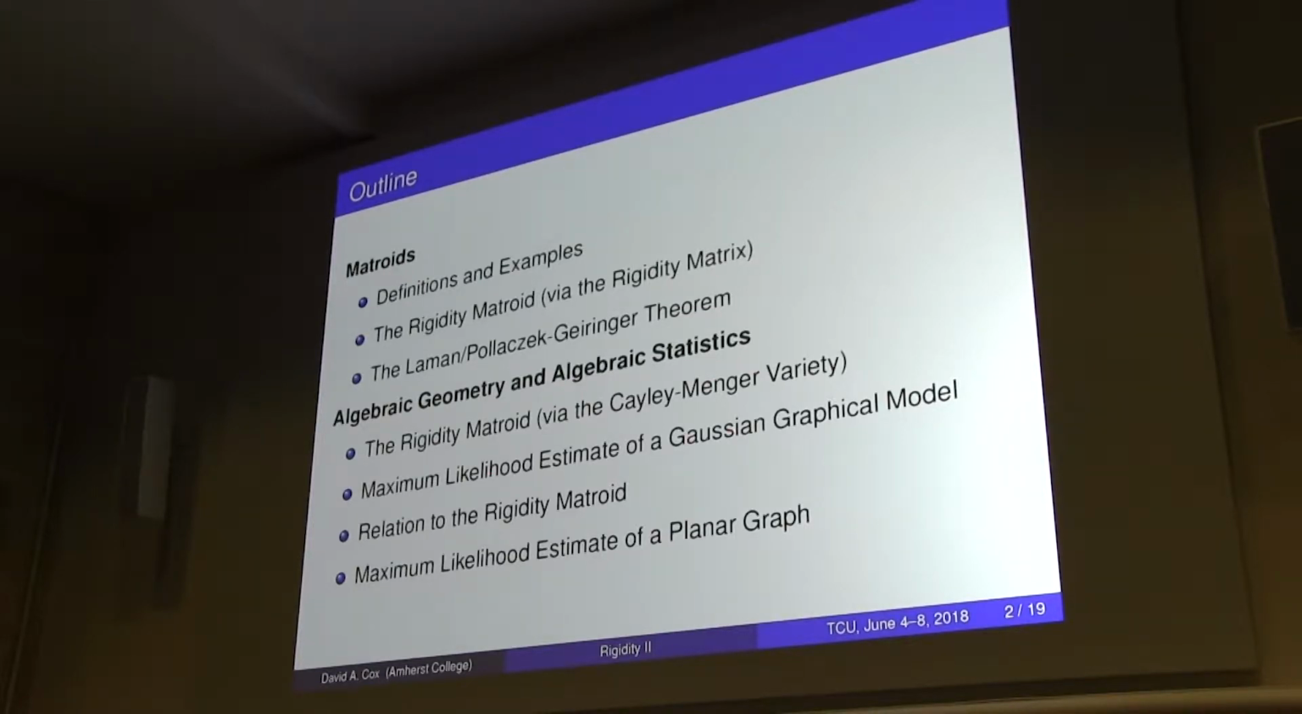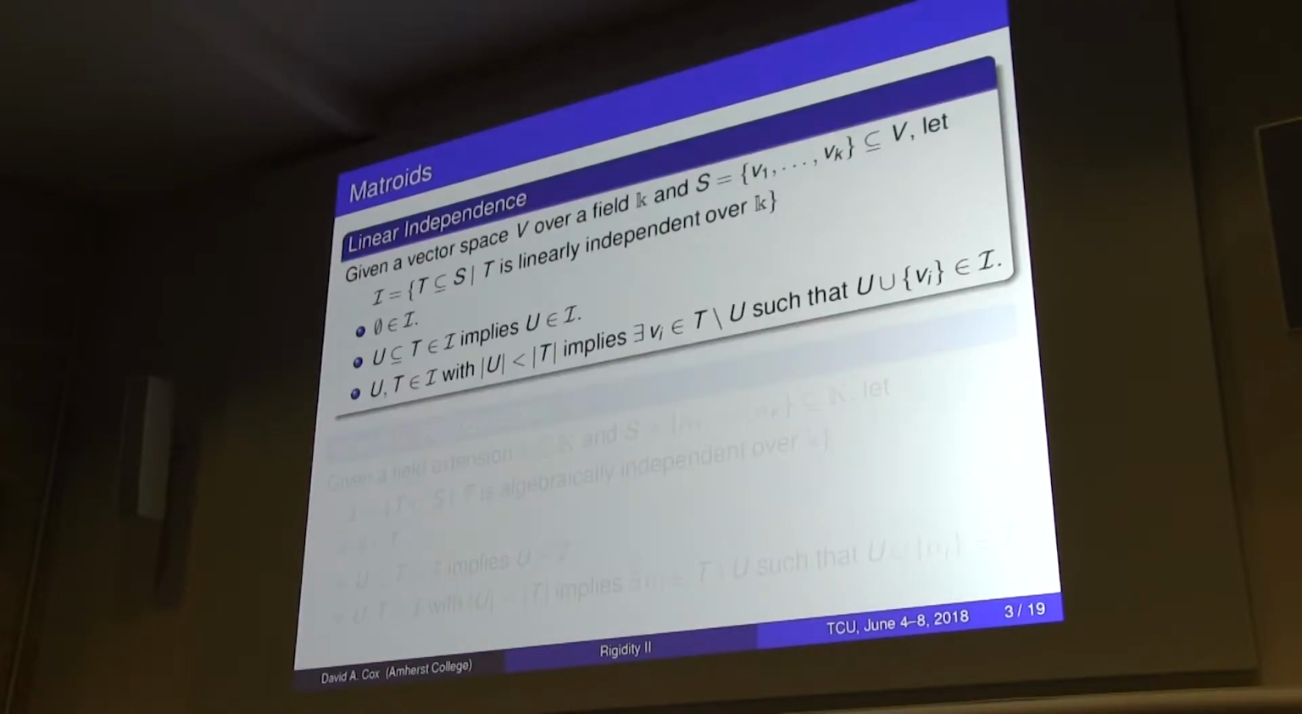Then we're going to talk about Gaussian graphical models and maximum likelihood estimates that actually relate to the rigidity matroid. And then we'll talk about basically maximum likelihood estimates when your Gaussian graphical model comes from a planar graph. And again, this will be just a lovely application of some of the rigidity theory that we've developed.